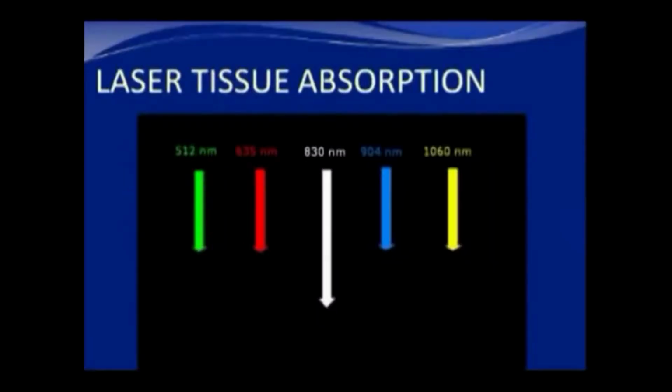Okay, laser tissue absorption. This is really the entire laser physics concept regarding any lasers, Class 3 or Class 4. This is called the nanometer scale, or as they term it, the electromagnetic spectrum of light. The nanometer scale measures the tops of the wavelengths from one to the next, and a nanometer is a billionth of a meter.